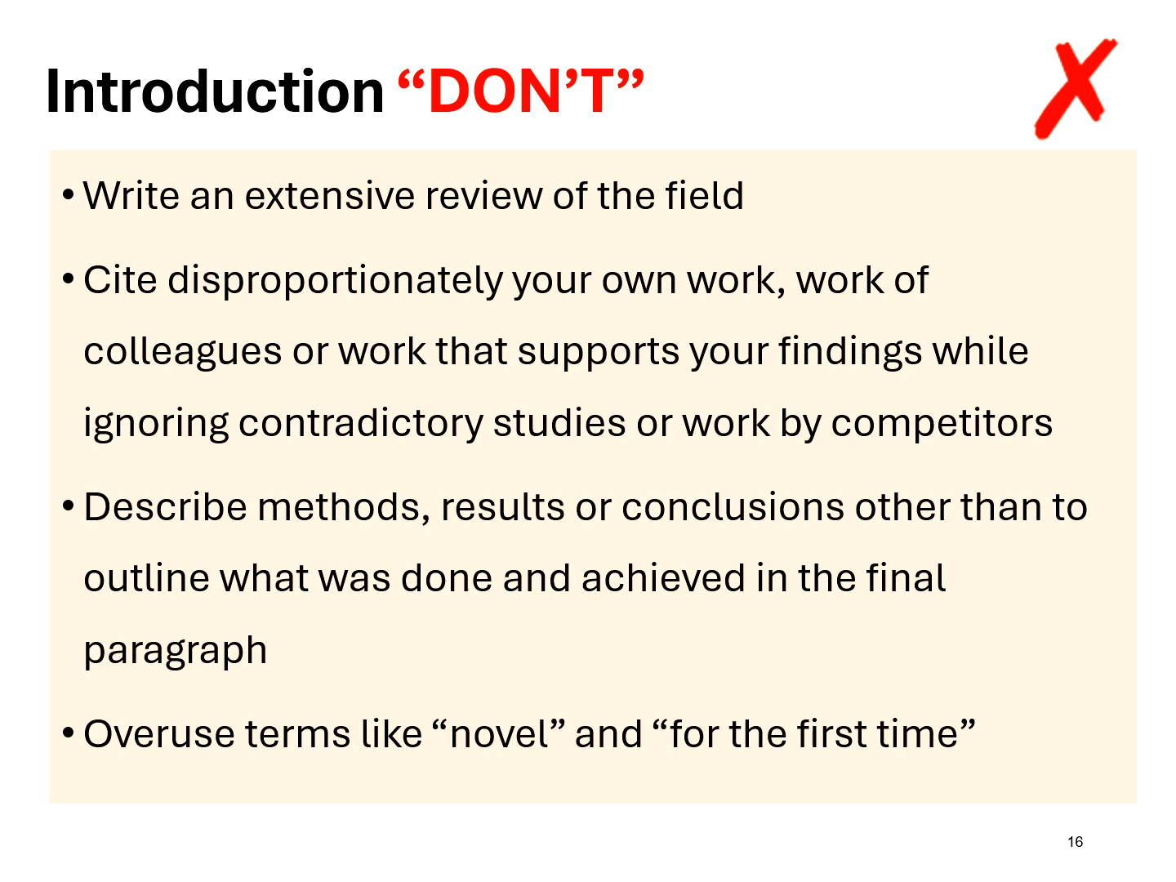Describe methods, results, or conclusions other than the outline of what was done and achieved in the final paragraph. So here you cannot write method, result, or conclusion. Overuse terms like "novel" and "for the first time." So you cannot use absolute terms like "none," "novel," "no research available." These, or "for the first time," are the terms that must be avoided in a paper.